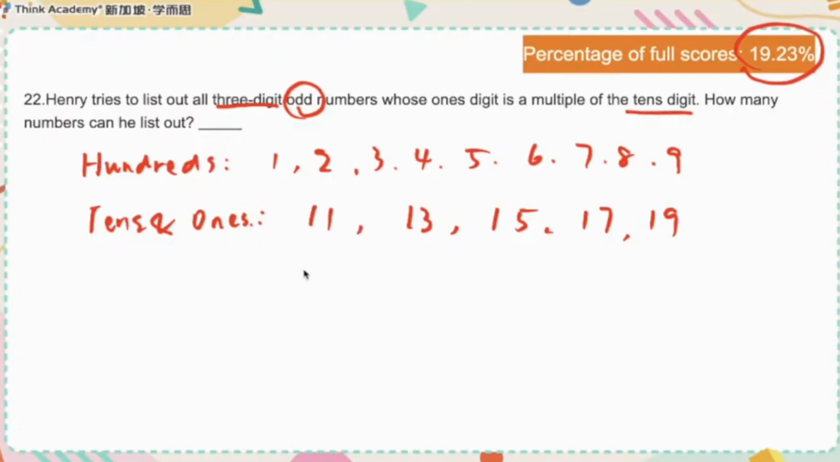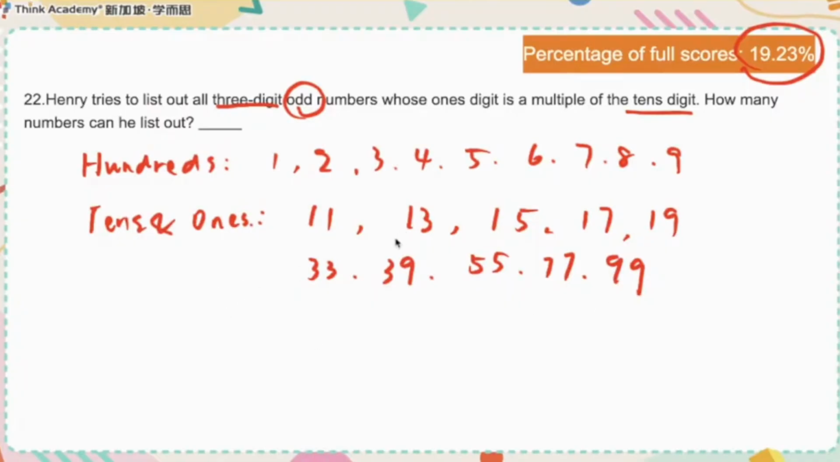Or if the tens place can be 2. Because the ones digit is a multiple of the tens digit, then the ones digit should be 4, or 6, or 8. Is it okay? No, can never. Because this will be even numbers, right? So this time we need to try other things. How about the tens digit is 3? Then it will be 33, 39, or the tens place is 5, 55, and then 77, 99. So here we got all the tens and ones combinations.